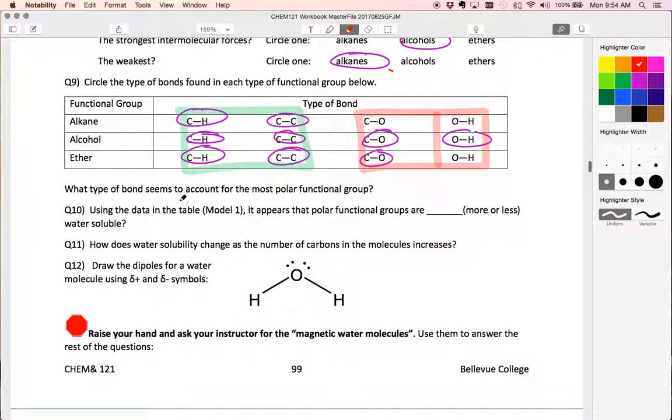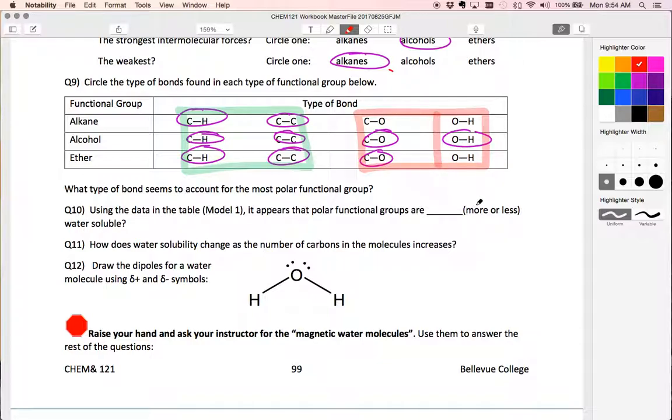What type of bond seems to account for the most polar functional group? Because alcohols are the most polar, let's take a look. Well, these are dispersion forces that are present in the other molecules. These are present in ethers as well, but these are present only in the alcohols. And these are the reason why alcohols are so polar, appear to be the reason.